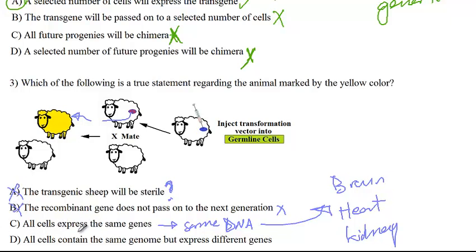So all cells express the same gene? No, they have the same genes, but they express different genes. So that is incorrect. And then finally, all cells contain the same genome, which is correct, but express different genes. That is correct. So choice D would be the answer for this last question.